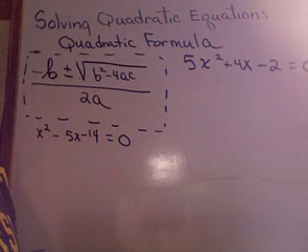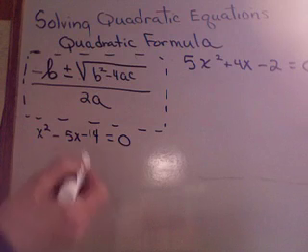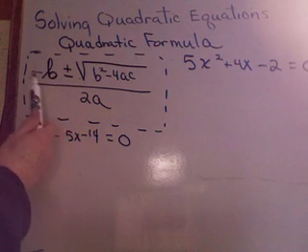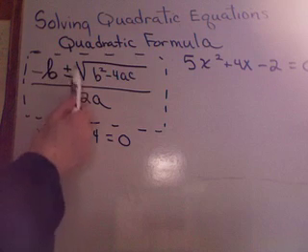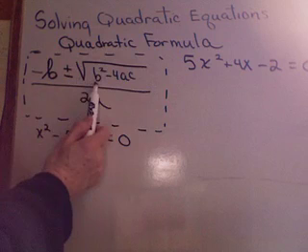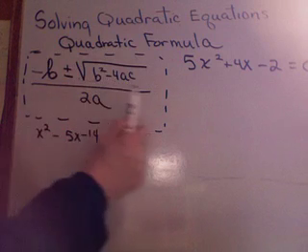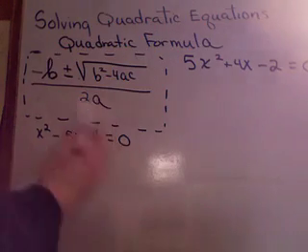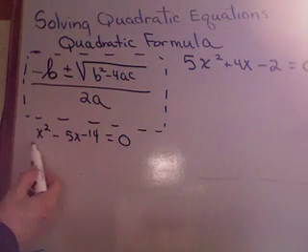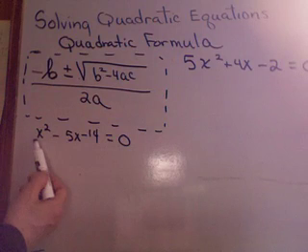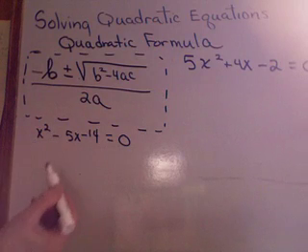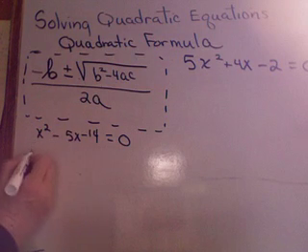Okay, I'd like to do some samples using the quadratic formula. Here is the quadratic formula: minus b plus or minus the square root of the quantity b squared minus 4ac, whole thing over 2a. So, when you have a quadratic equation like this one here, the first thing you need to do is identify the a, b, and c.